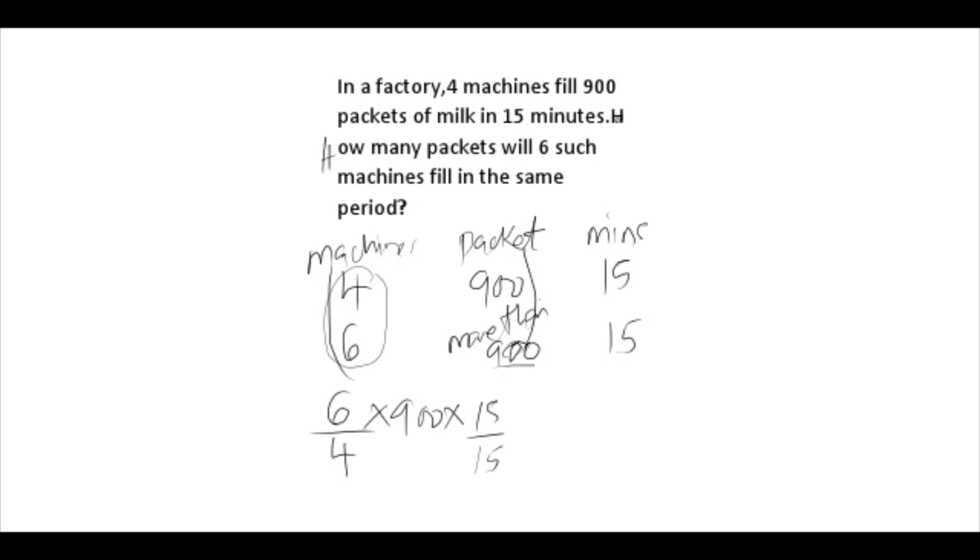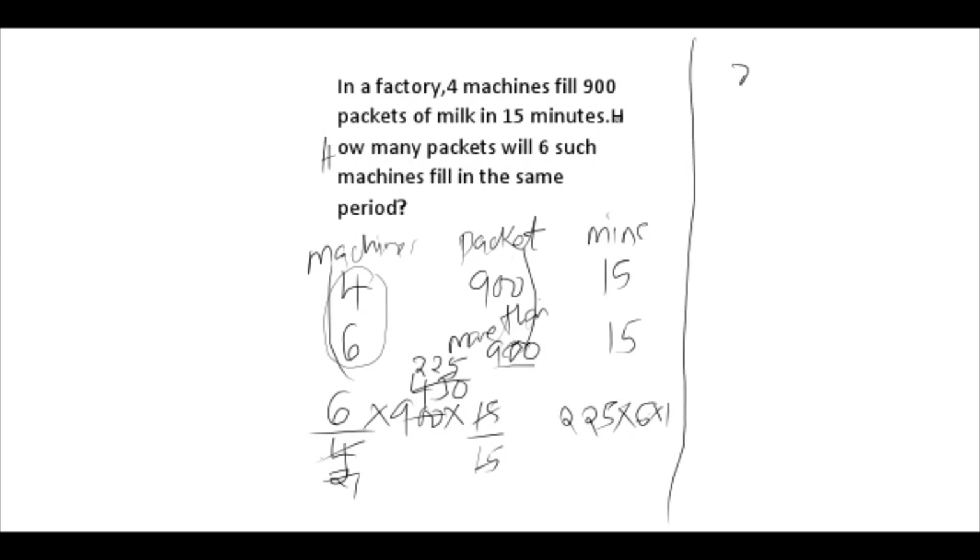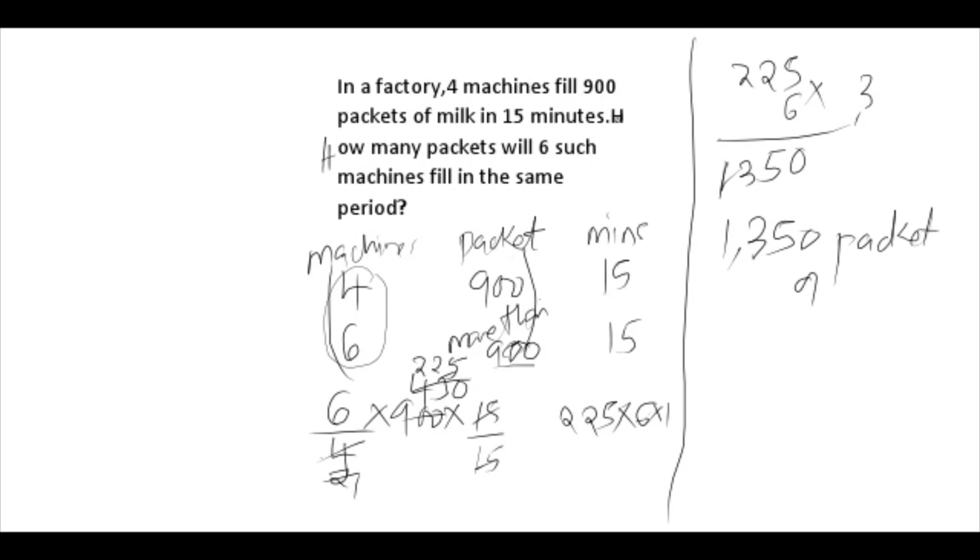So we have 4 divided by 2 is 2, 900 divided by 2 is 450. Then 2 divided by 2 is 1, 450 divided by 2 is 225. So we have 225 multiplied by 6, then 15 divided by 15 is 1, so multiplied by 6 multiplied by 1. 225 times 6, we have 5 times 6 is 30, carry 3, 6 times 2 is 12, plus 3 is 15, we carry 1, 6 times 2 is 12, plus 1 is 13. So we have 1350 packets of milk filled by 6 machines in 15 minutes.